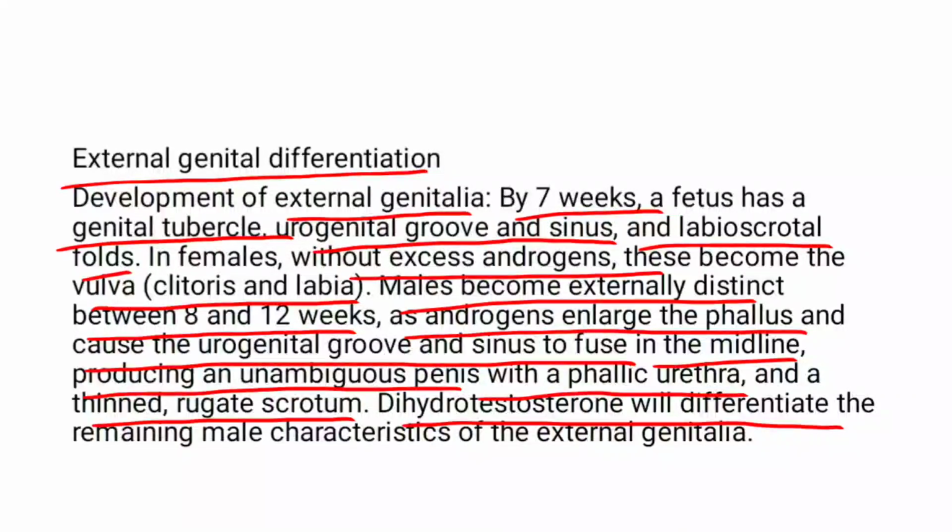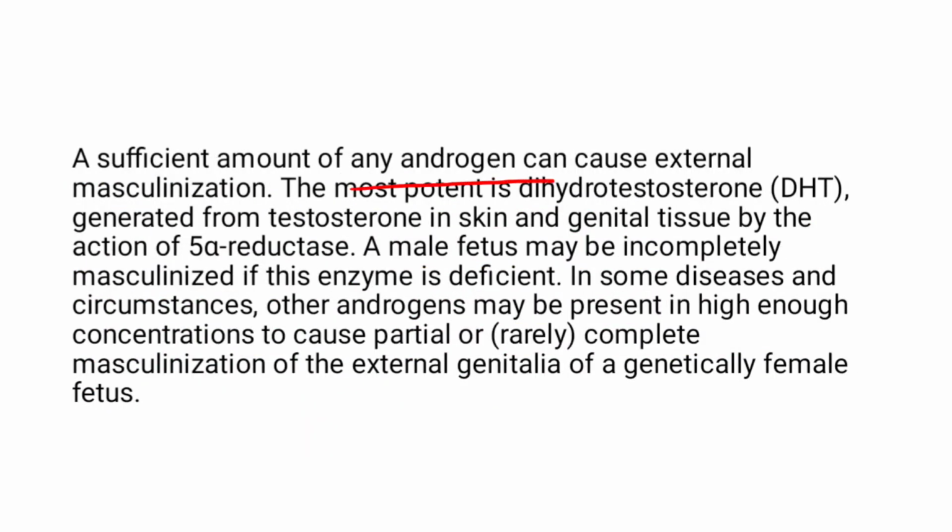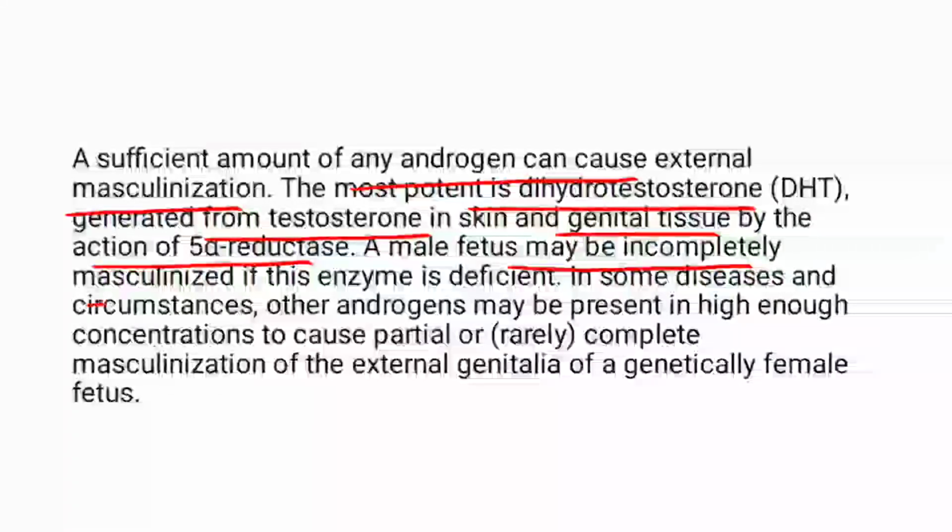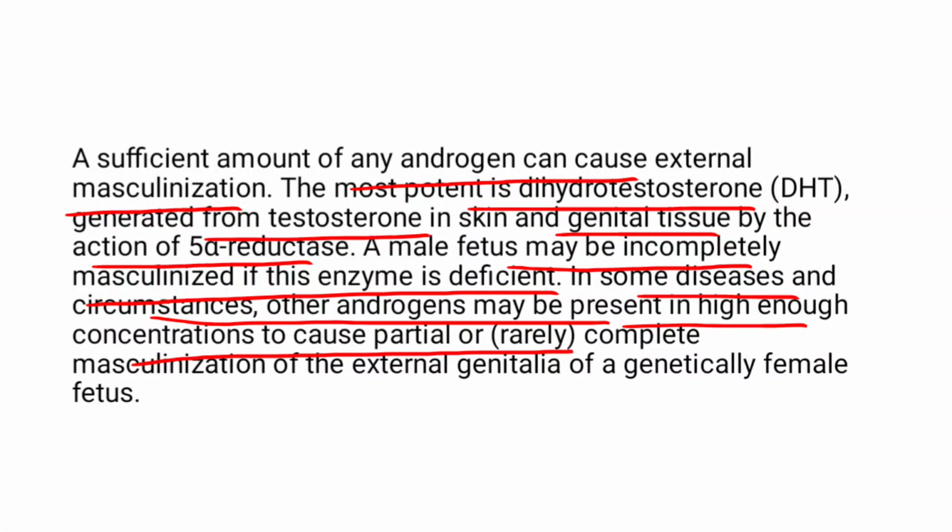Dihydrotestosterone will differentiate the remaining male characteristics of external genitalia. Sufficient amount of any androgen can cause external masculinization. Most potent is dihydrotestosterone generated from testosterone in skin and genital tissue by the action of 5-alpha reductase. A male fetus may be incompletely masculinized if the enzyme is deficient. In some diseases and circumstances, other androgens may be present in high enough concentration to cause partial or complete masculinization of the external genitalia of a genetically female fetus.